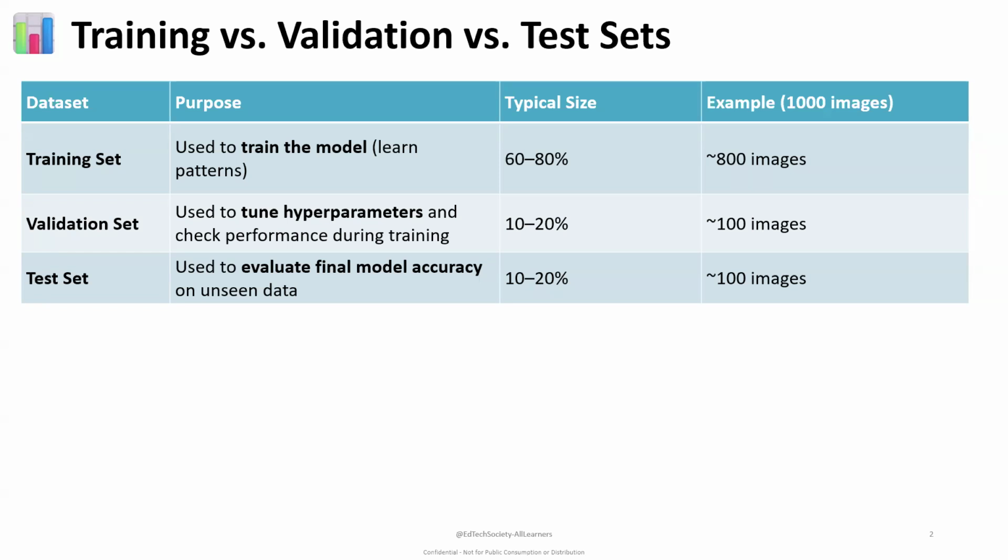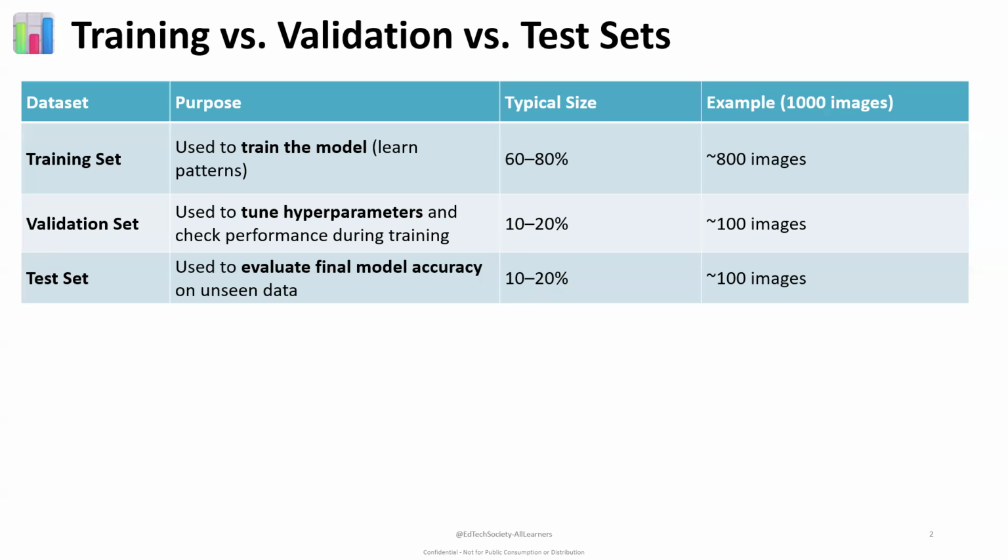Typically it will consist of 60 to 80% of the entire data set. So suppose you have an LLM model, just suppose a Stability AI kind of model, where you have uploaded 1,000 images. On that 1,000 image data set, you will have 800 images in the training set.